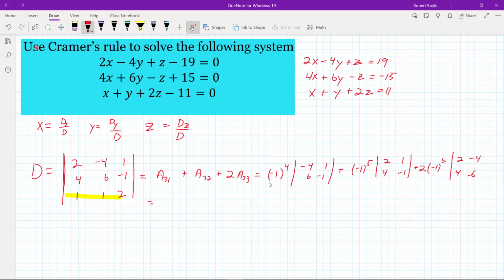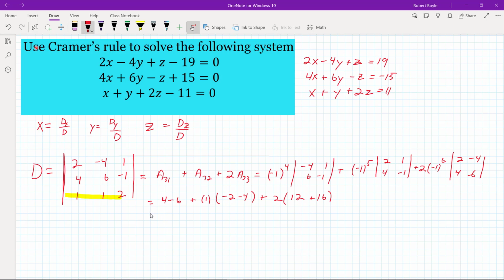Computing all that, well, that's just going to be 1 times 4 minus 6. I just misspoke there. Plus negative 1 times negative 2 minus 4. Plus 2 times 1, or just simply 2, I forgot the vertical line there as well, times 12 minus negative 16, or 12 plus 16.